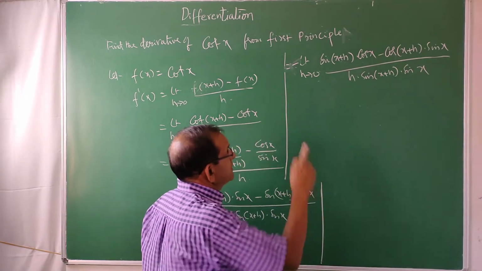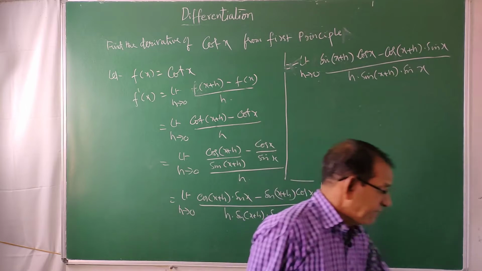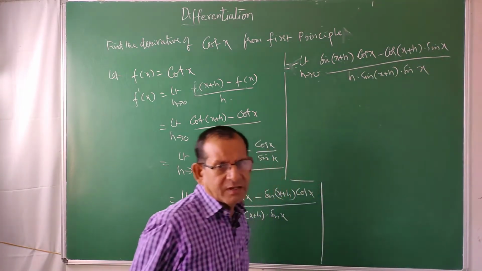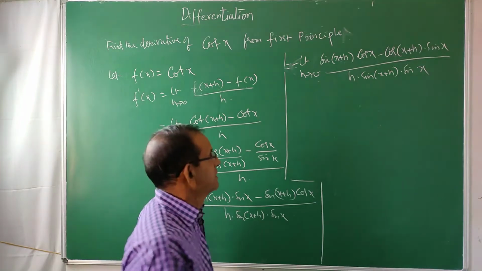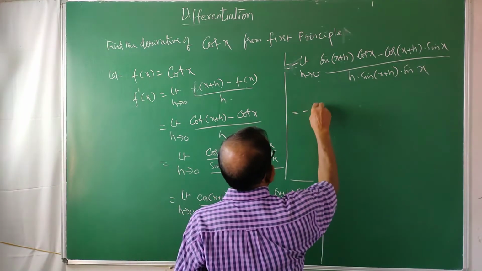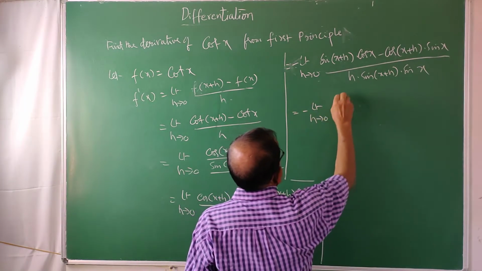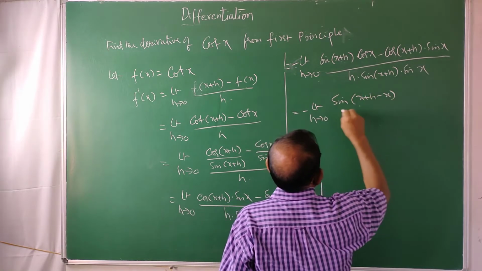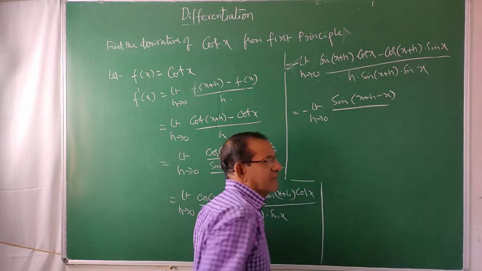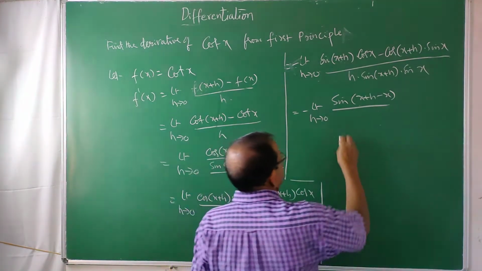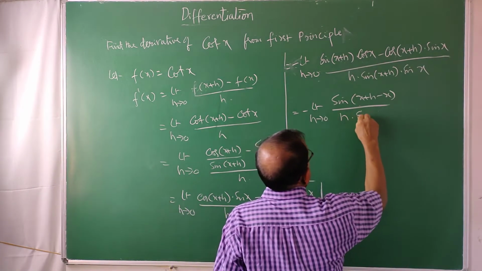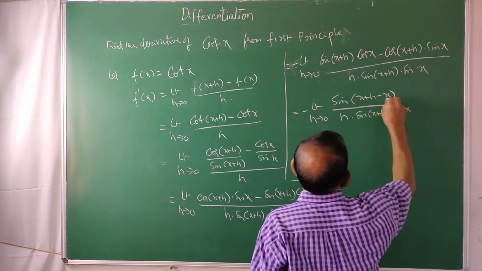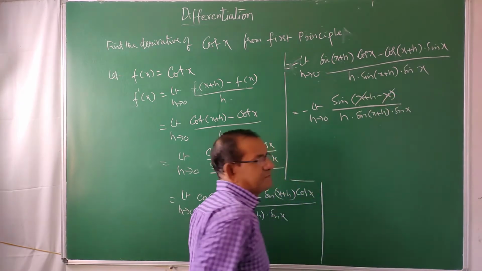Now numerator is in the form of sin a cos b minus cos a sin b, that is equal to sin(a minus b). So that is minus of limit h tends to 0, sin(x plus h minus x) by h into sin(x plus h) into sin x, but here x is cancelled.